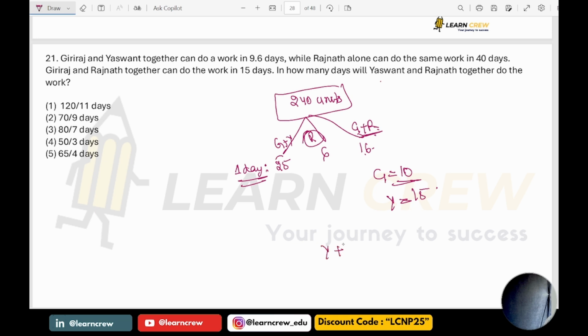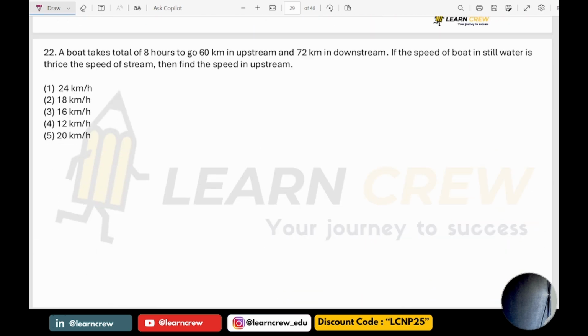Yashwant and Rajnath together take 15 plus 6, 21. So total time taken is 240 by 21, which is 80 by 7 days. 80 by 7 days. Next.